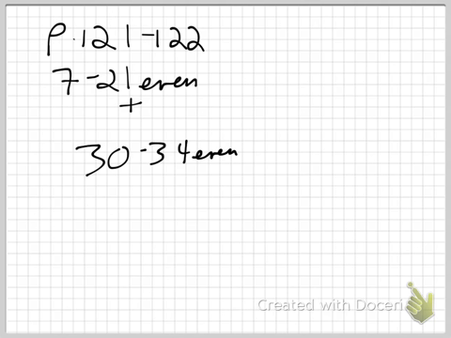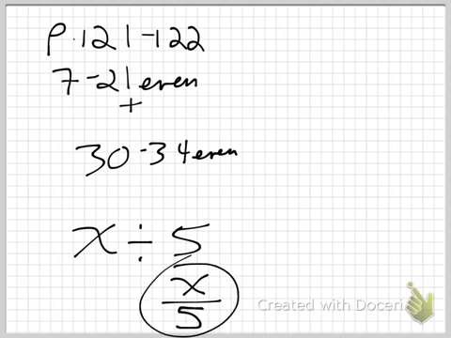Do you know how to algebraically write division? If I have x divided by 5, do you know how to write that algebraically? It's x over 5. That's how you write it algebraically. That's still divide by, but that's just the way you do it.